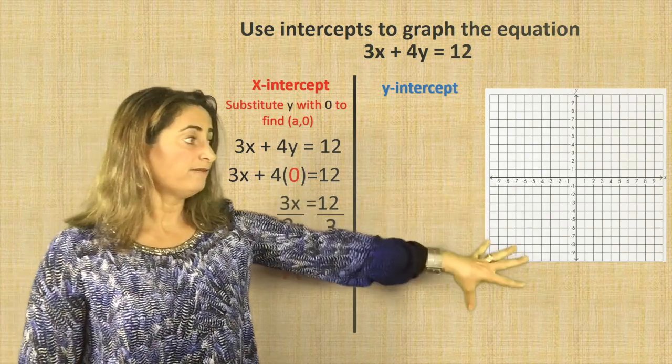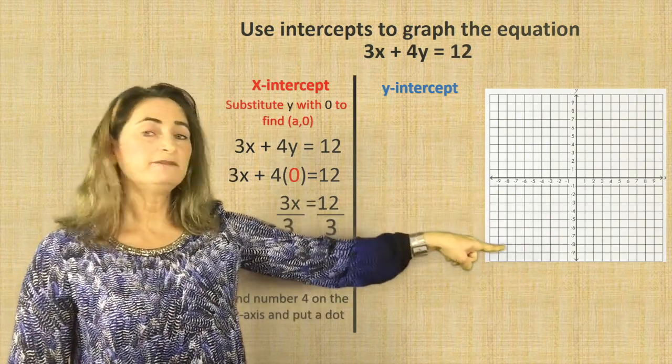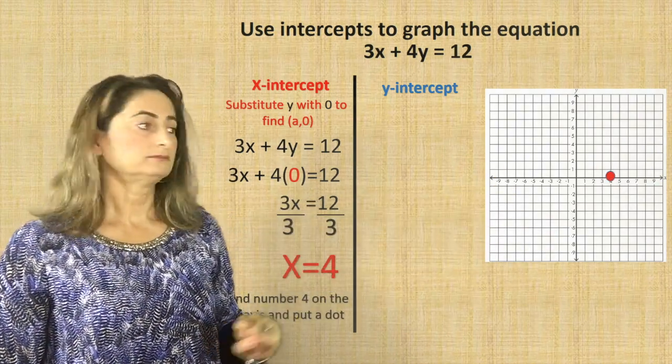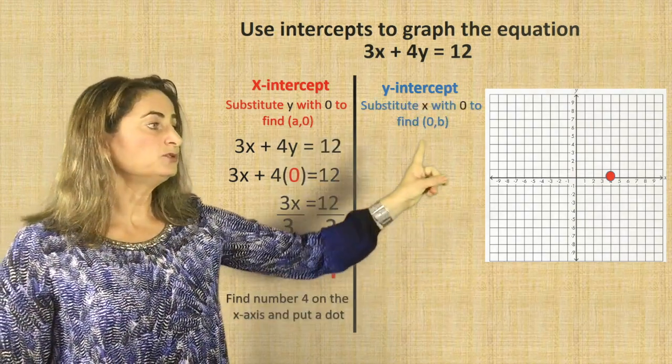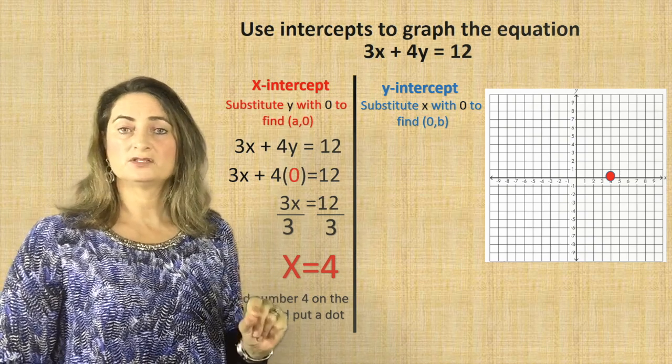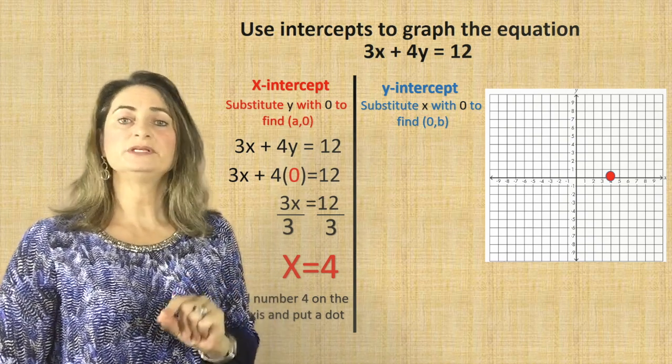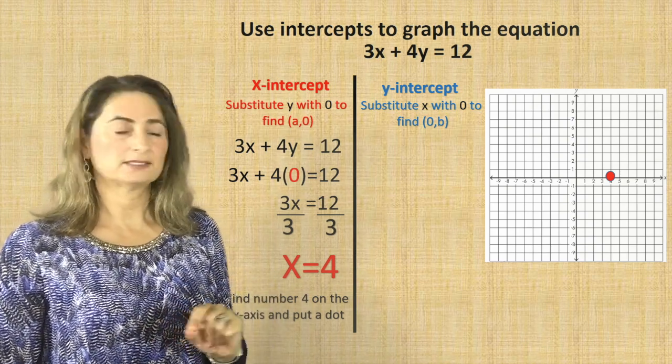Go look at the graph on the x-axis, find 4, and draw a dot. Now the y-intercept. For the y-intercept, substitute x with 0 to find b, because x has to be 0 for it to cross the y-axis.